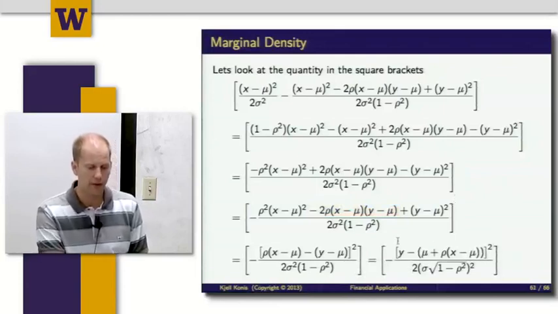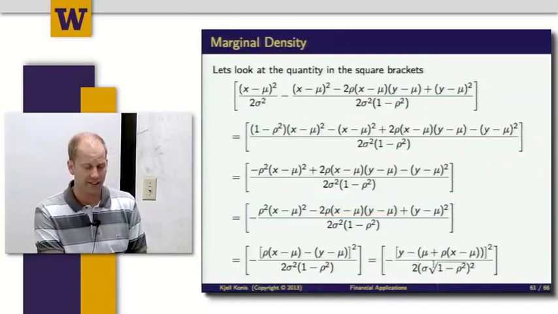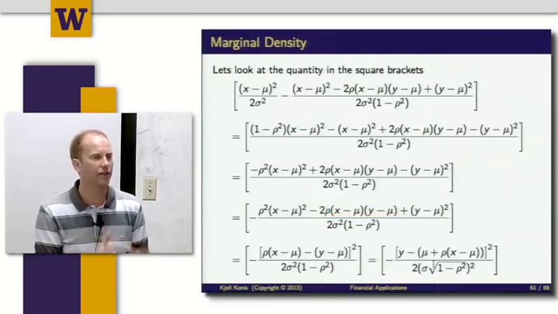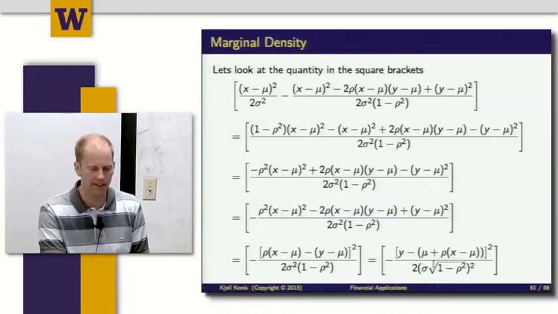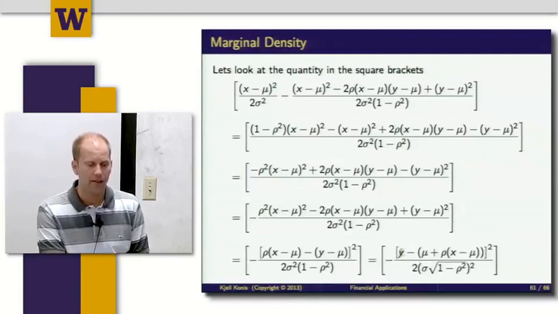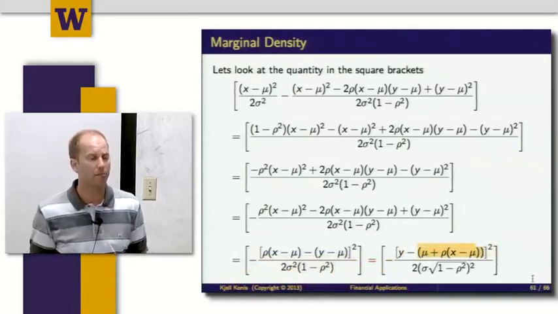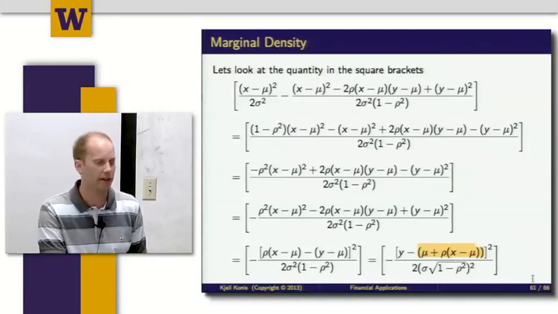And then I'm going to write this. So it's exactly the same thing. I've just rearranged where I'm putting parentheses. So I have y minus something, and that something is mu plus rho times x minus mu. So all I've done here, I had a rho times x minus mu, and a minus y.